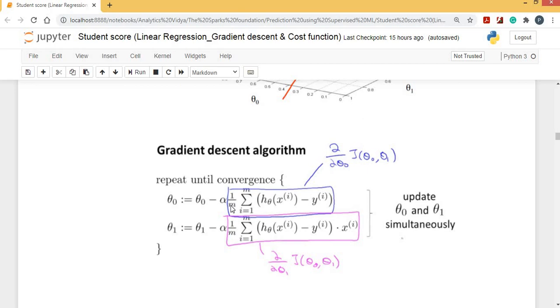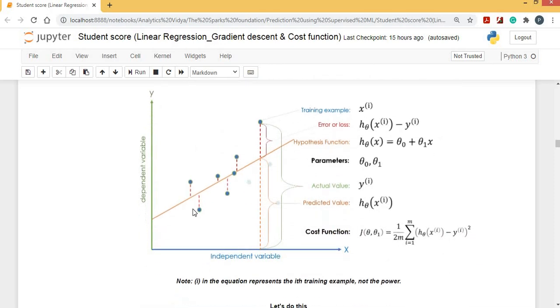So now let's make a conclusion that when the slope is far from 0, we should take larger steps, and when the slope is near to 0, we should take baby steps, right? So this is called the hypothesis function, and these are called the training examples, which are x coordinate. This is called the error, right? And the parameters, as we said, theta 0, theta 1, actual value is y, predicted value is x, and this is a cost function.